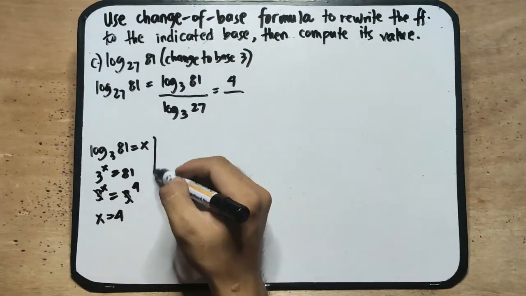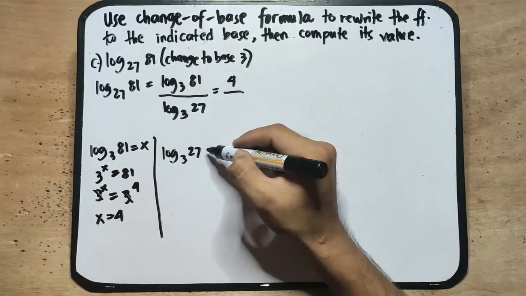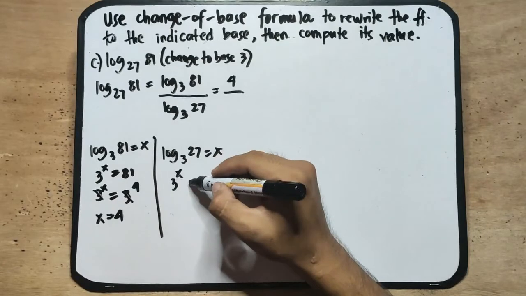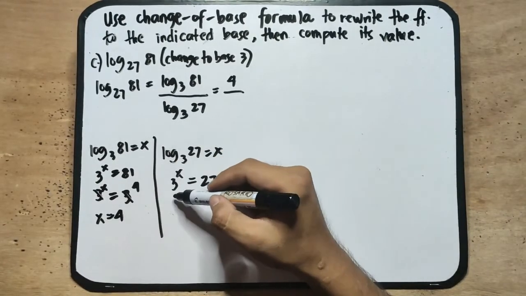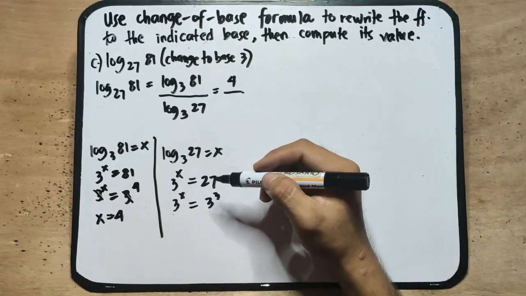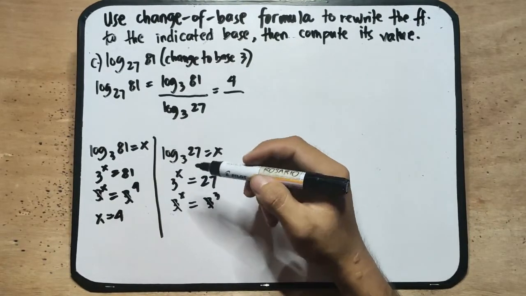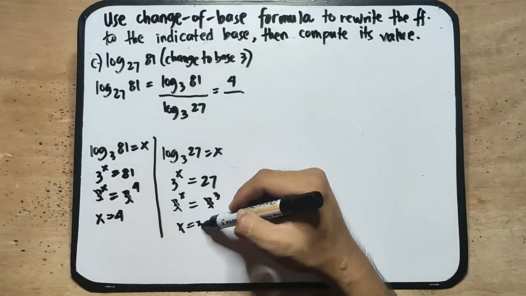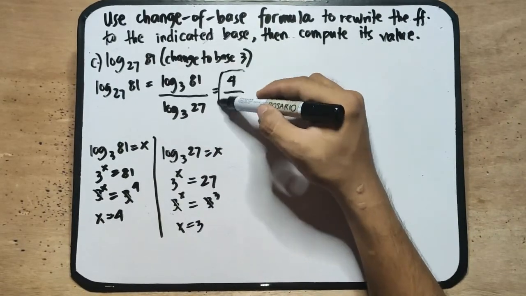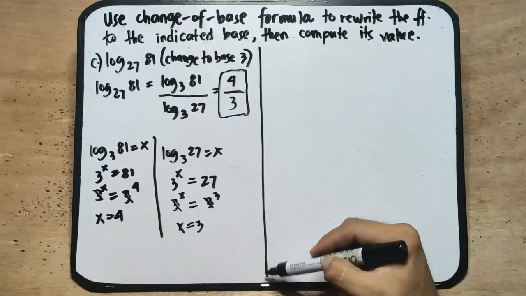Let's solve for the denominator. We have log base 3 of 27 is equal to x. So transform this to exponential form. We have 3 raised to x is equal to 27. 27 is a multiple of 3. It can be written as 3 cubed kasi 3 times 3 is 9 times 3 is 27. That's 3 times. So 3 cubed. Disregard the base since pareho na sila. We bring down the exponents. The value for the denominator is 3. So therefore, our value for item C is 4 all over 3.